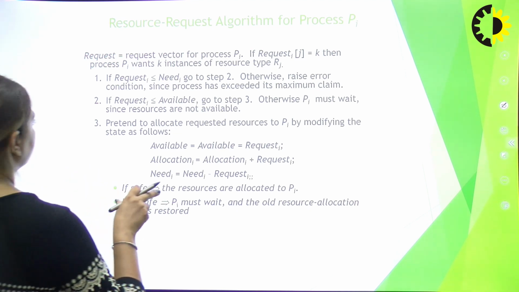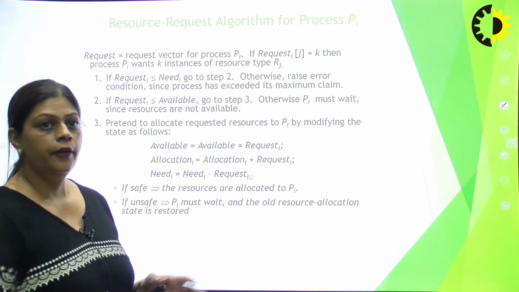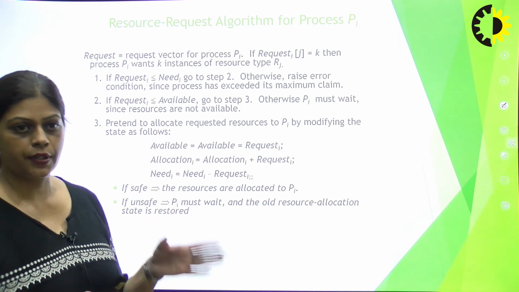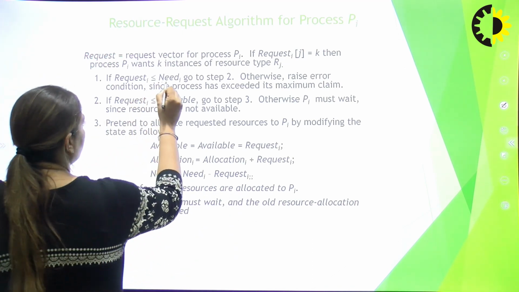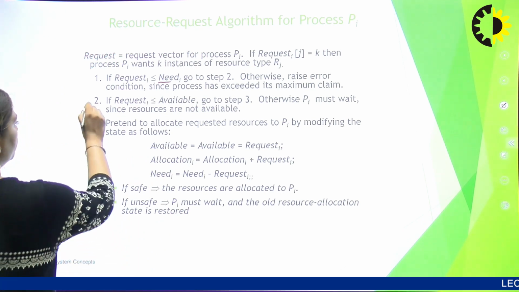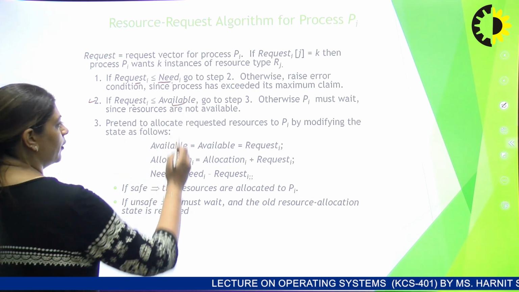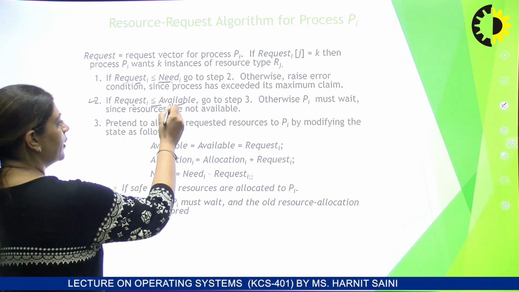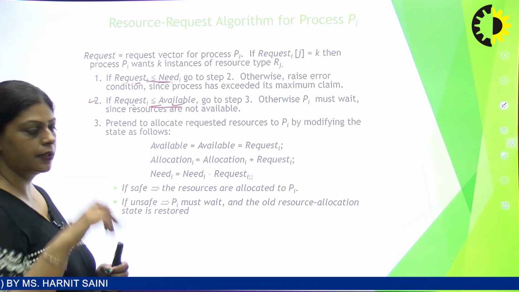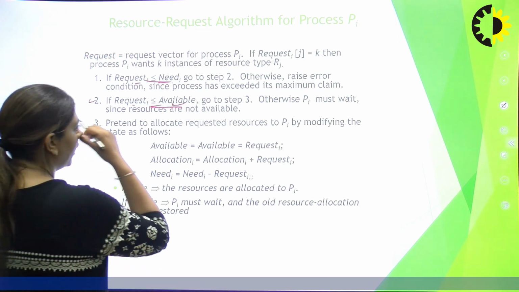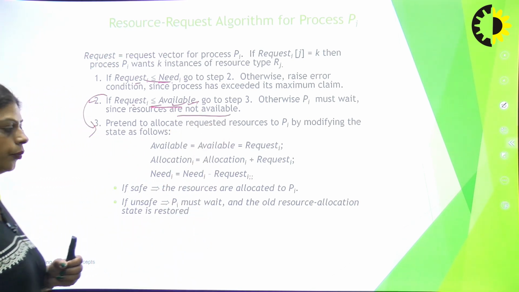After the second part of Banker's algorithm, the resource request algorithm, we have seen how resources are allocated to processes. When the request is less than or equal to need, go to step 2. The request should also be less than available, the free resources. If it is okay, then we go to step 3, otherwise we make the process wait.